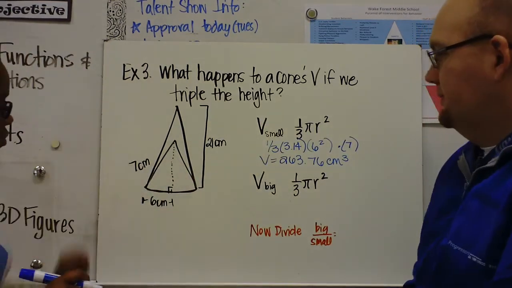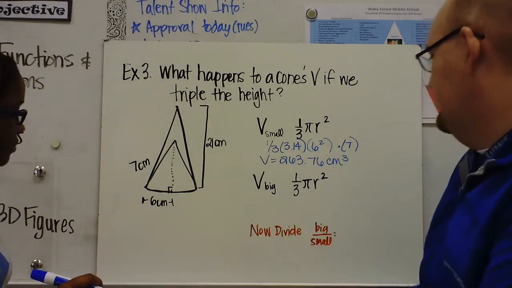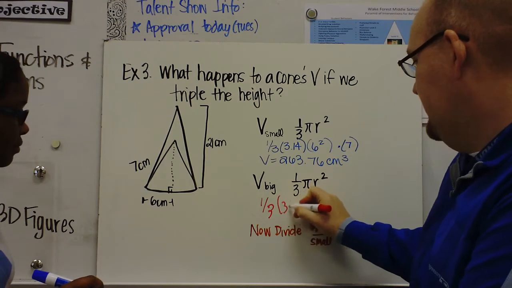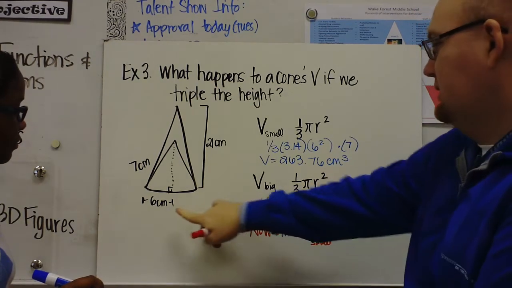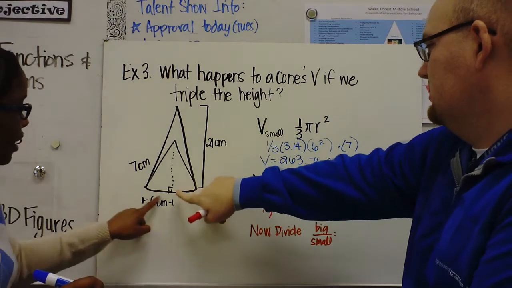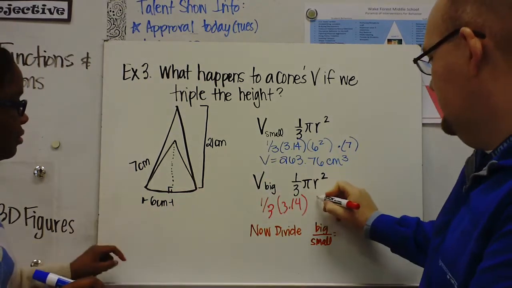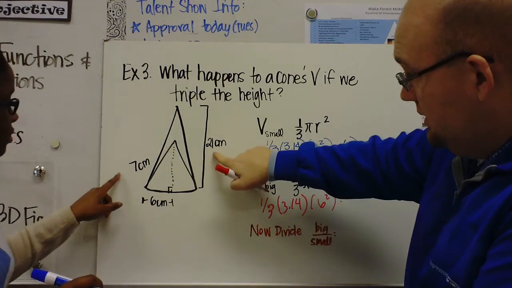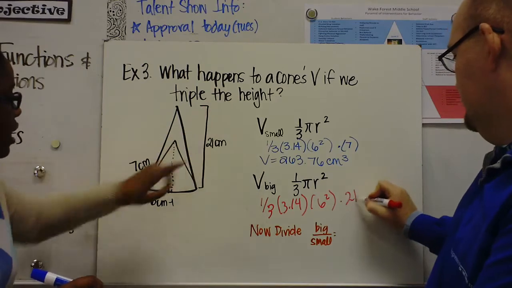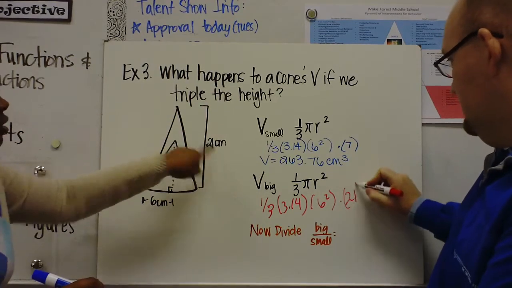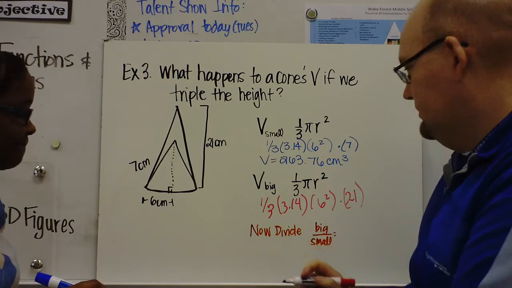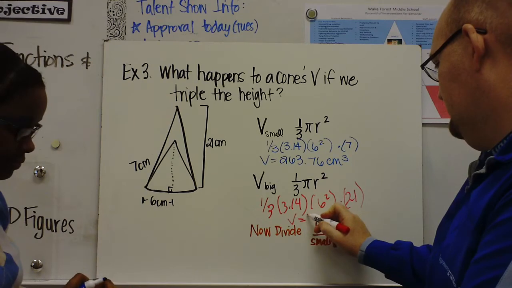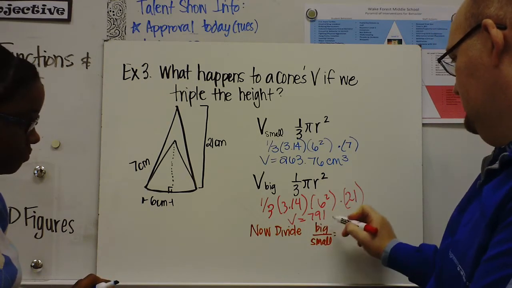And then we're going to do the big one. First we take 1/3 and we multiply it by pi. Our radius is still 6, so 6 squared, correct? Times the new height of 21, is that right? Yes, because we're tripling the height, so 7 times 3 is 21. When you type all that in, we get 791.28.